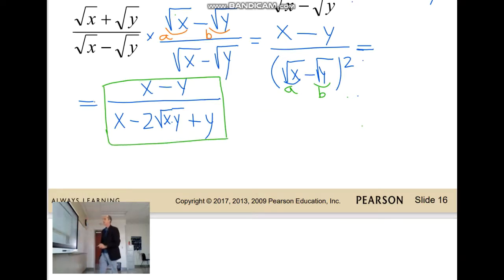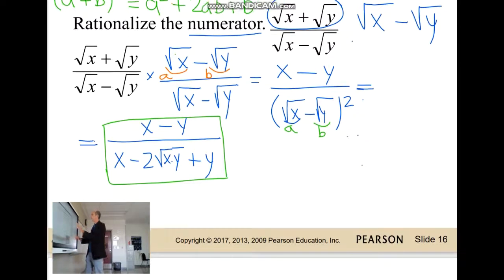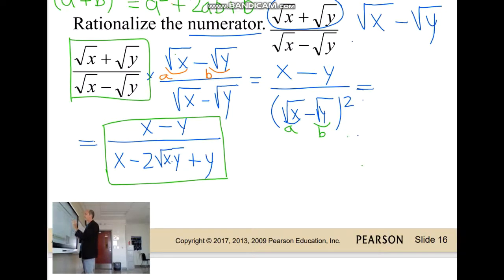This is the result of that original rational expression here that we are working with radicals as well by rationalizing the numerator. And this is the end of section 7.5.